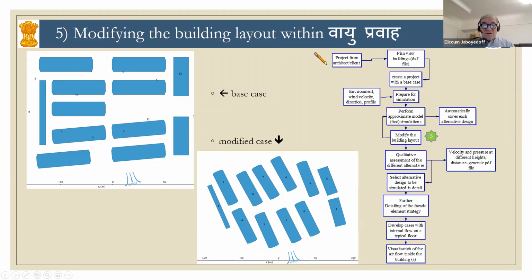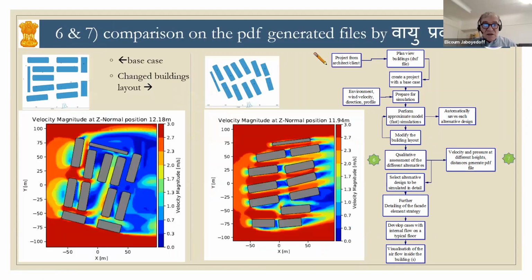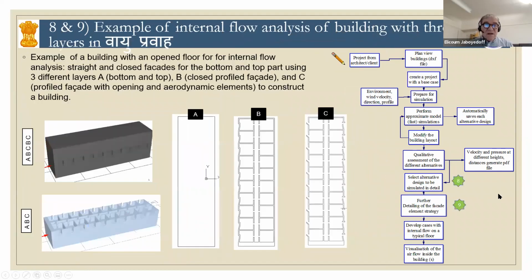Then after, from the different variations, you can get PDF files where you can compare at the same height for the same window conditions. For instance, here you see at 12 meters approximately, you see the different velocities with the scale, and you can see how the velocity is impacted between buildings by the kind of building layout that you have. Then after, one feature which is quite powerful also is that you can have what we call layers.